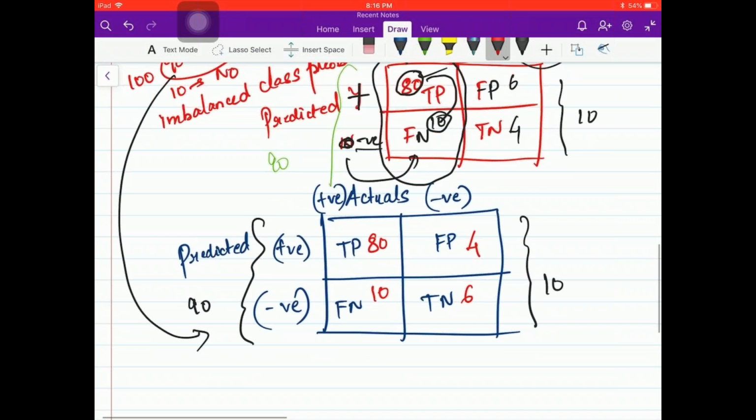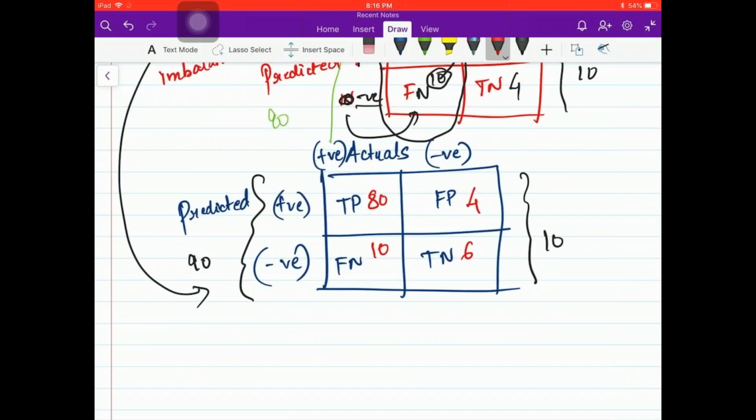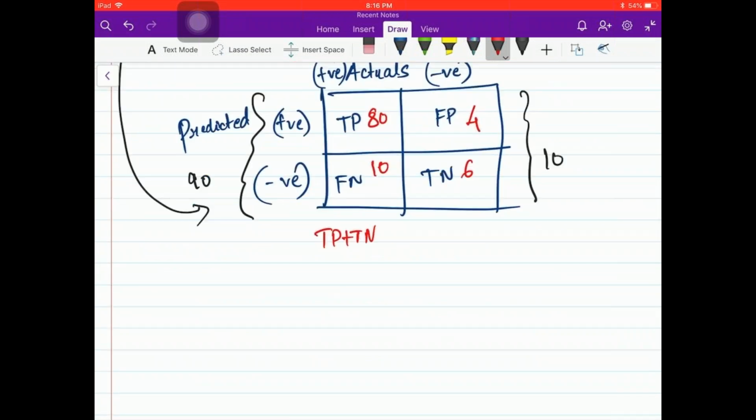Now, what is your overall accuracy? Overall accuracy is TP plus TN divided by total. So total is 100, TP plus TN is 86. So your accuracy is 86%. Good, right? Overall accuracy is good, not bad.